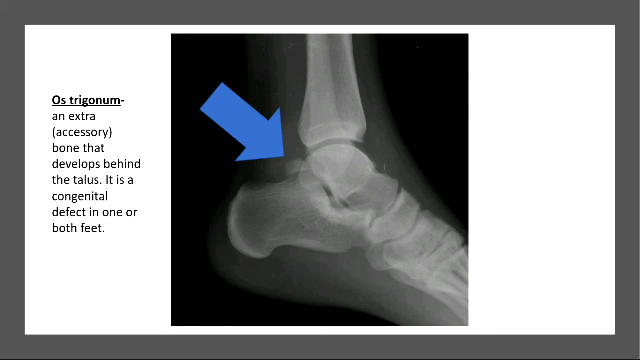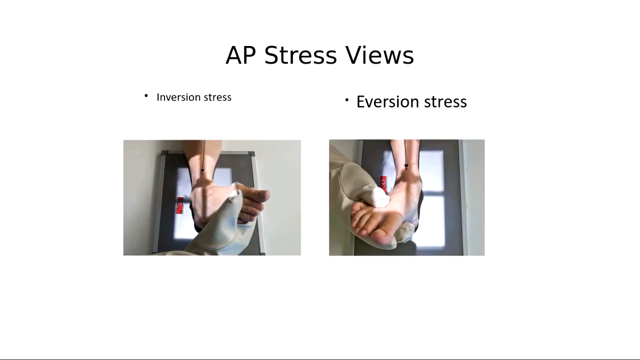The last views that I'm going to show you are called your stress views. These are AP stress views, and these are on page 243. These are typically done by either an orthopedic doctor or a radiologist, meaning they're the ones actually stressing the ankle. You can see they're wearing a lead glove. They're not grabbing the area of interest, which is the ankle. They're grabbing the foot. This is inversion stress, where the foot is going medially, and this is eversion stress, where the foot is being stressed laterally.